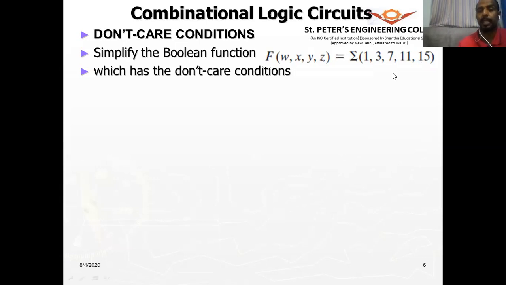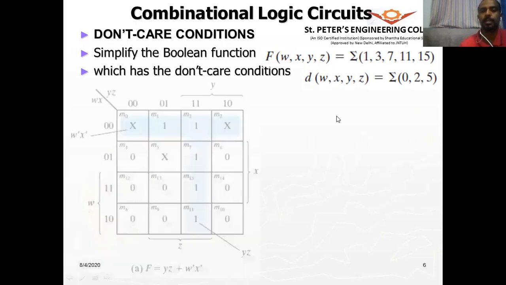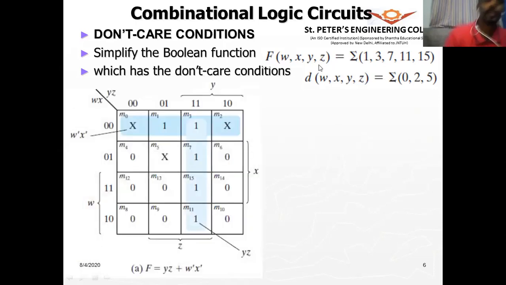Next, the don't care is the SOP form for 0, 2, and 5. Now let us first write only the direct expression for the output without the don't care condition. Of course, we show the don't care by putting an X. So what is this don't care? Don't care is, if you want to group them, you can take whatever value you want.